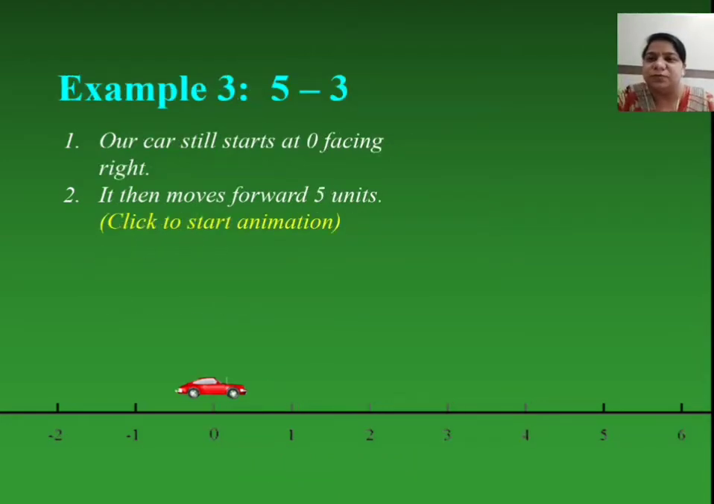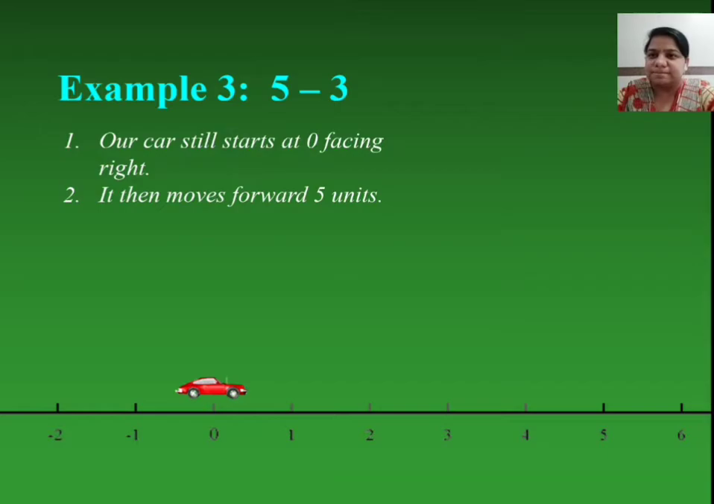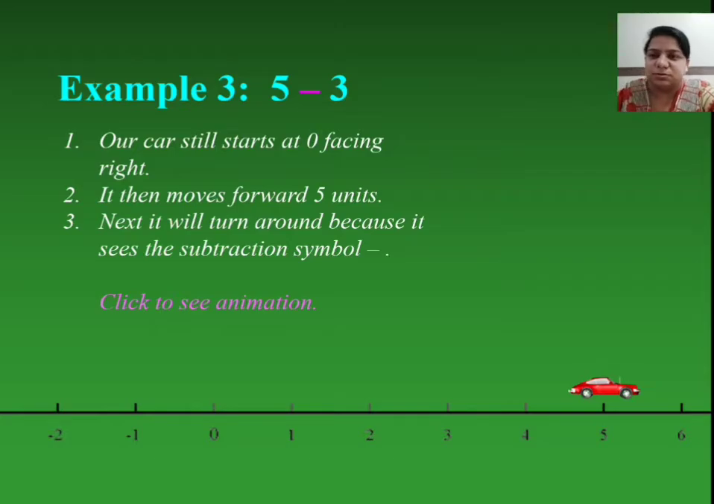Now it is 5 minus 3. Just check here students, both the numbers are positive, but there is a minus sign between them, which shows the subtraction sign. Here the car will start from 0, and the first integer it sees is 5 units, so it has to move 5 units forward. It starts from 0 moving 5 numbers. Just check, we have moved 5 numbers, so it reaches 5.